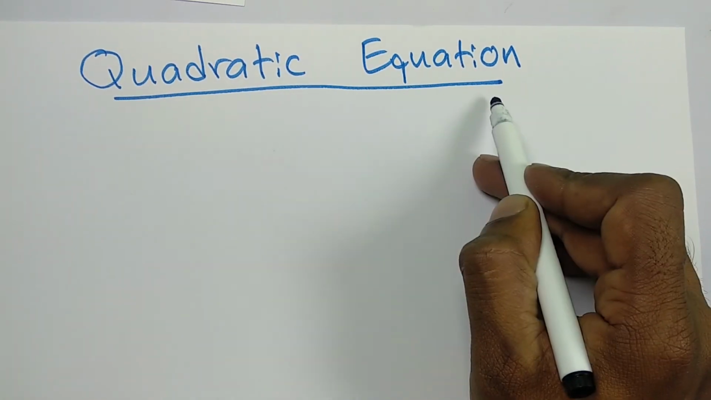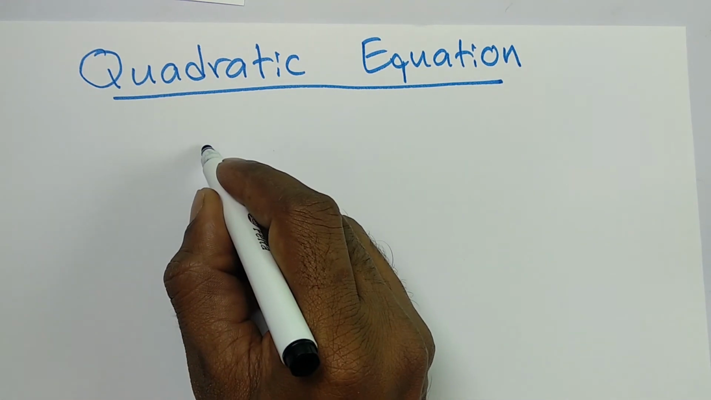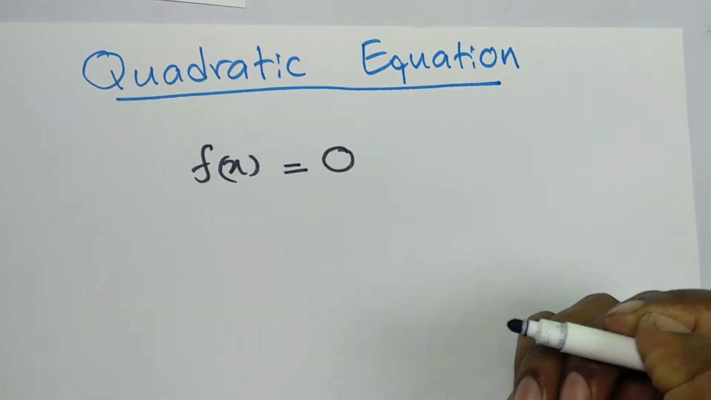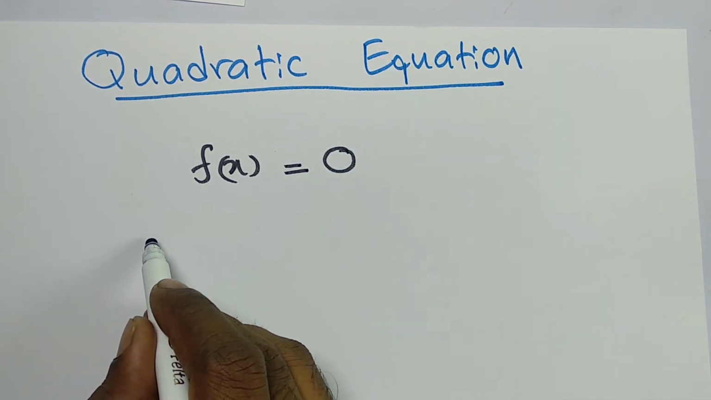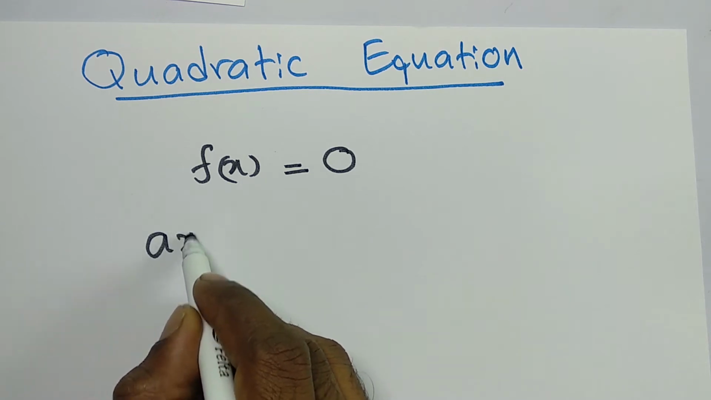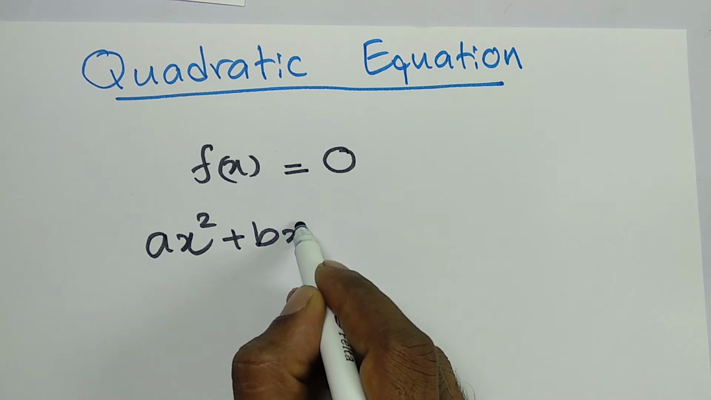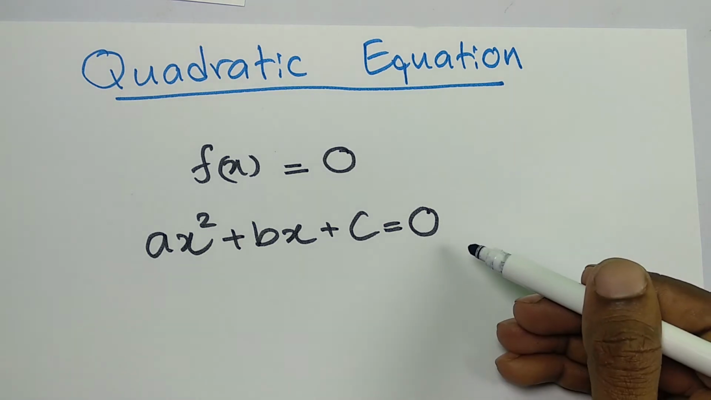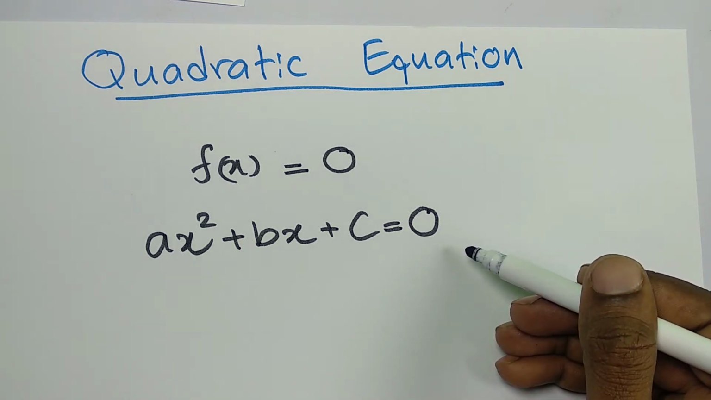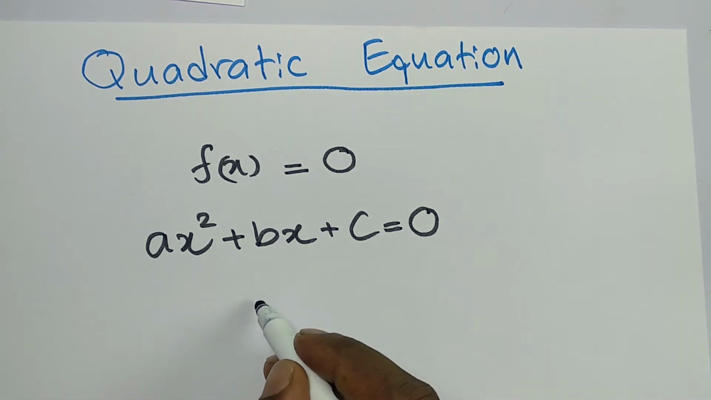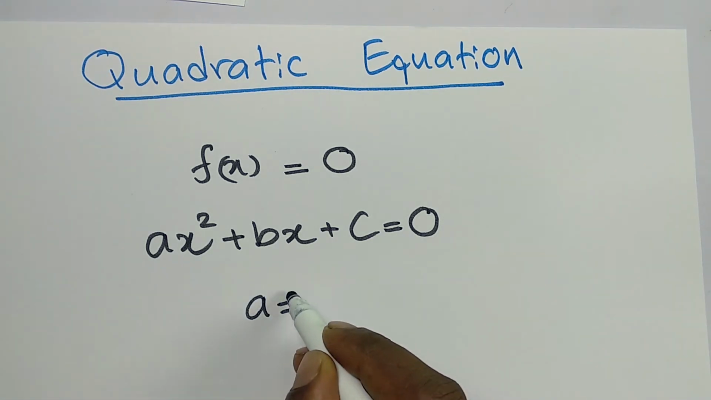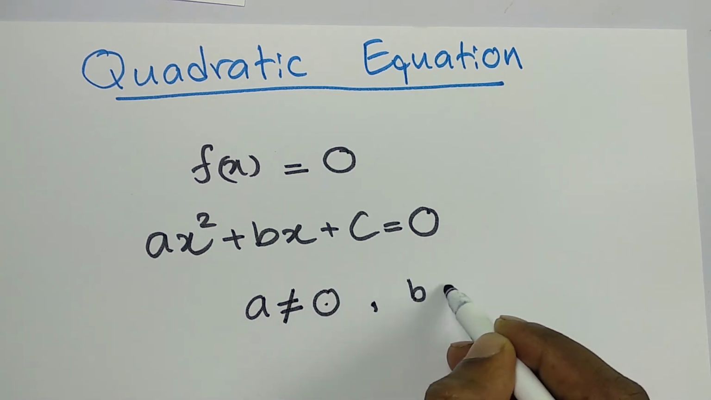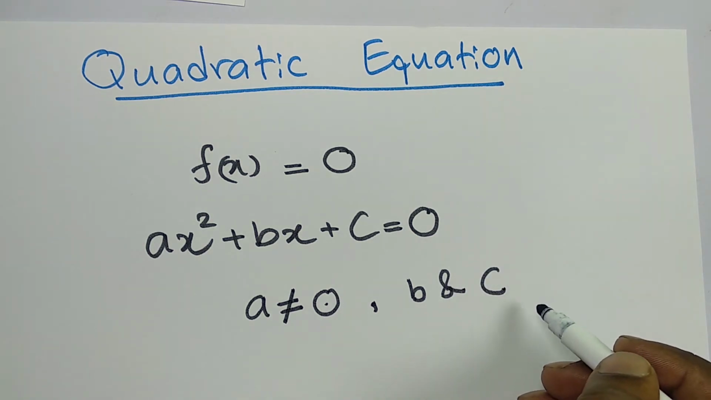A quadratic equation is a special case where f(x) of a quadratic function is equal to 0. Here we can write a quadratic equation as ax squared plus bx plus c equals 0. When identifying a quadratic equation, a must be any finite value, but it cannot be 0, and b and c can be any finite number.